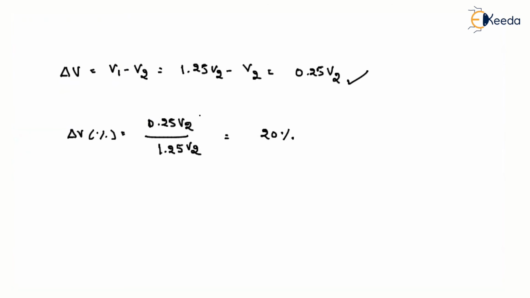Suppose if they had given V1 and V2, or any one of those, then we could have found the other value, and based on that we could find the change in volume. But here, as they haven't mentioned anything, we are expressing this in terms of percentage. Okay. In the next video, we will solve some extra problems. Thank you.